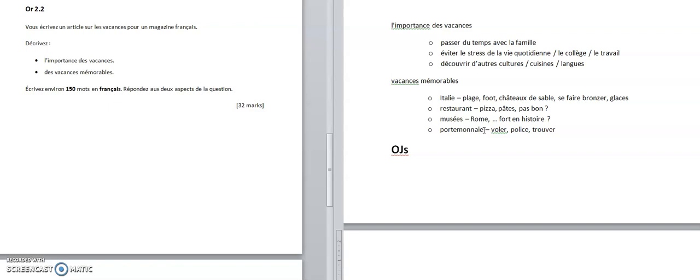Jot down, even if it's jotting down ideas in English, of different points that you could make, even if you don't make them all in the real thing. It's a good idea to have things to refer back to.